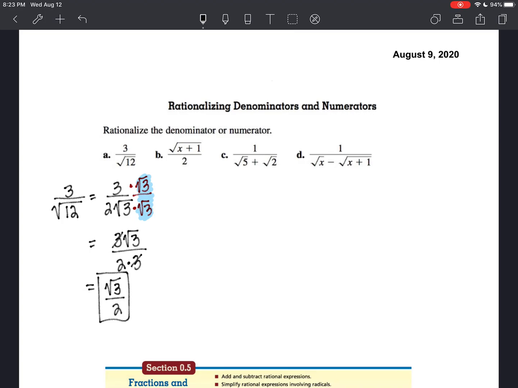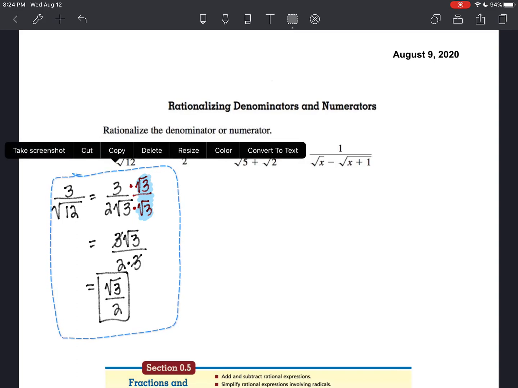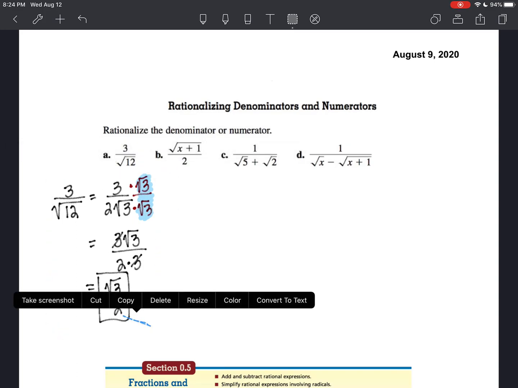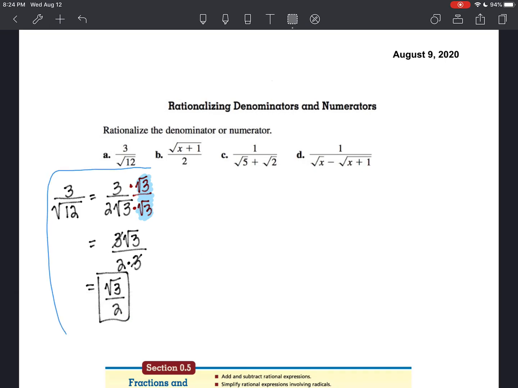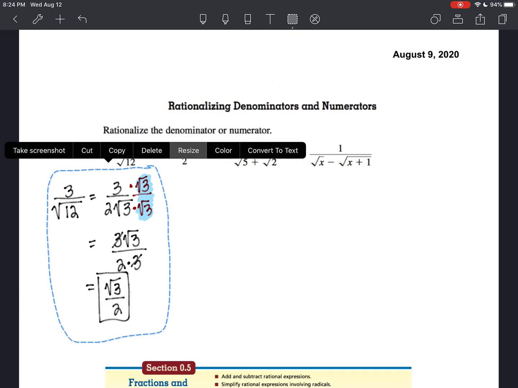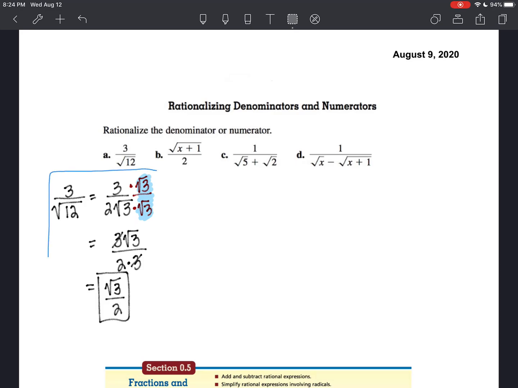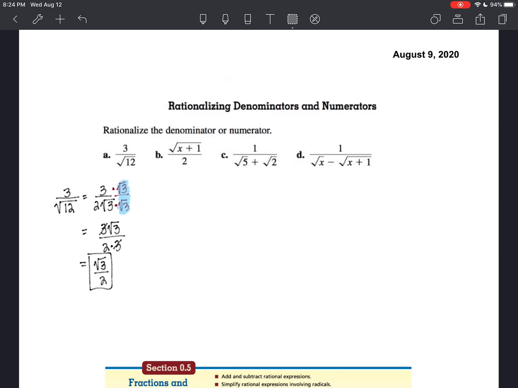Okay, let's try the next one. I'm actually going to make myself a little bit of room here. So I'm going to take this, I'm going to resize it, shrink it up like a shrinky dink. Okay, third time's a charm.